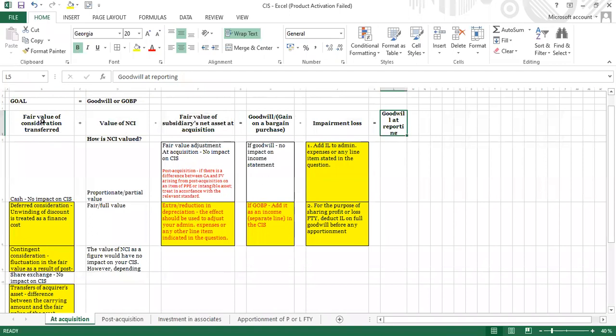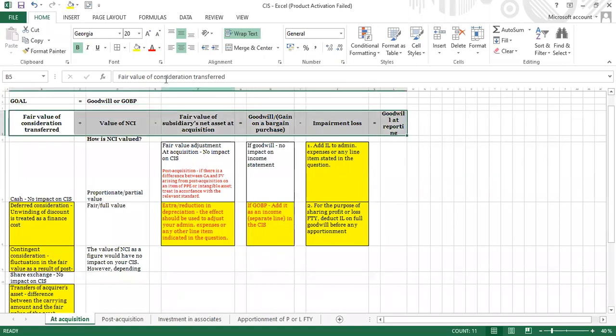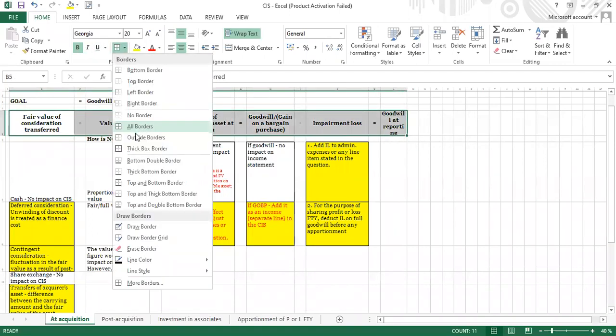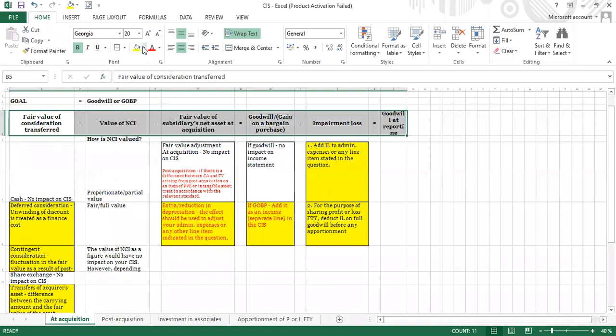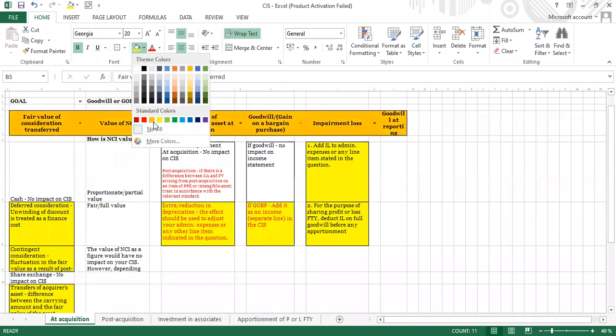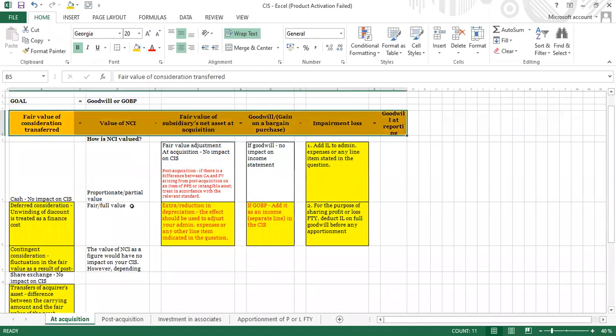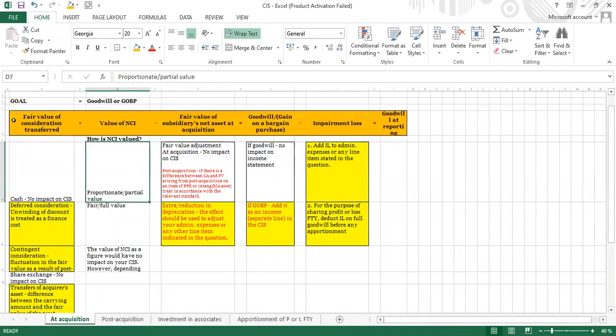Can you see my screen? Yes, I'm seeing the screen. Can you see that area that I painted orange? Yes, orange, I can see it.